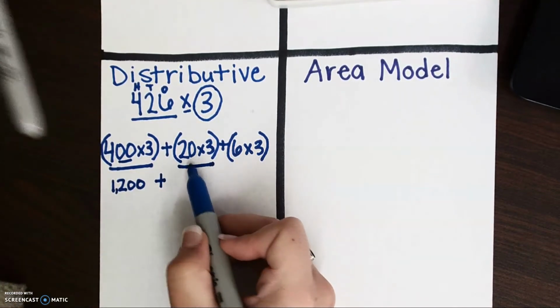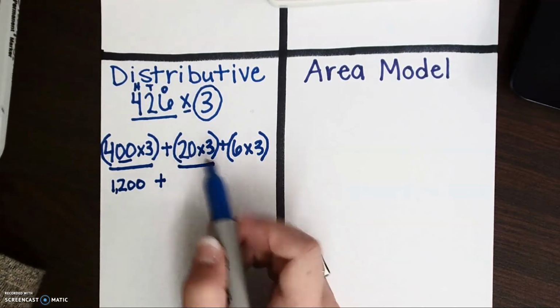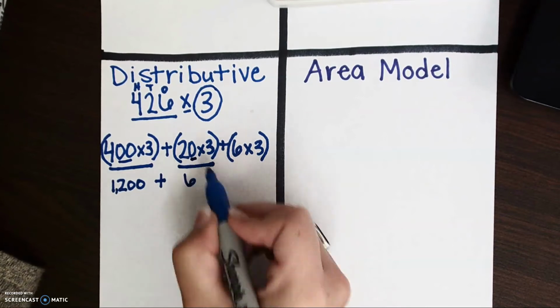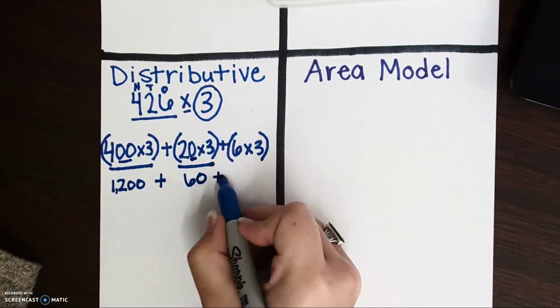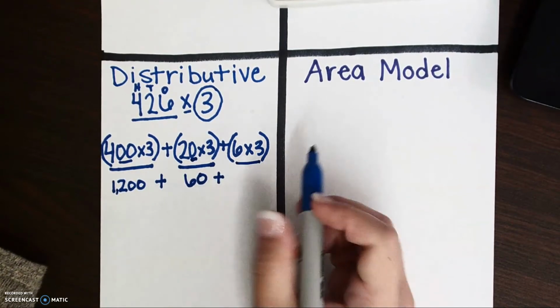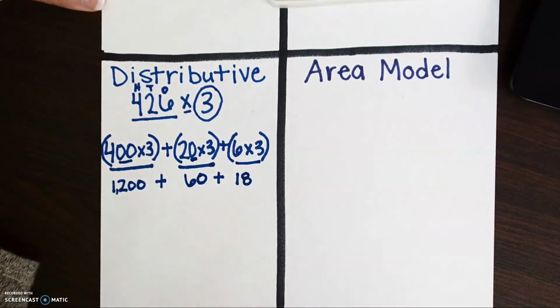Now I'm going to do this one. Again, my number ends in a 0, so I can cover that 0. And I can say 3 times 2 is 6, but I have to put my 0 on the end. And then I'm bringing that plus sign down. And I know 6 times 3 is 18, because I've been studying my simple multiplication flashcards. Make sure you're doing that at home.